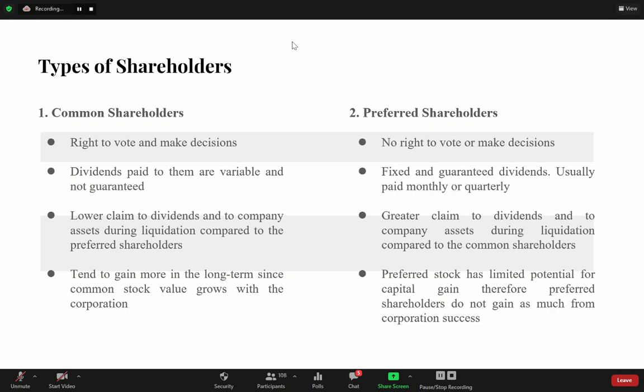And also some high level differences you can observe from the ones on the slide are that on the side of the preferred shareholders there's more security, because they know they're going to get dividends, say monthly, and they also know they have a greater claim on the company assets. If for example there's a liquidation, so there's more security and less risk on the preferred shareholder side.